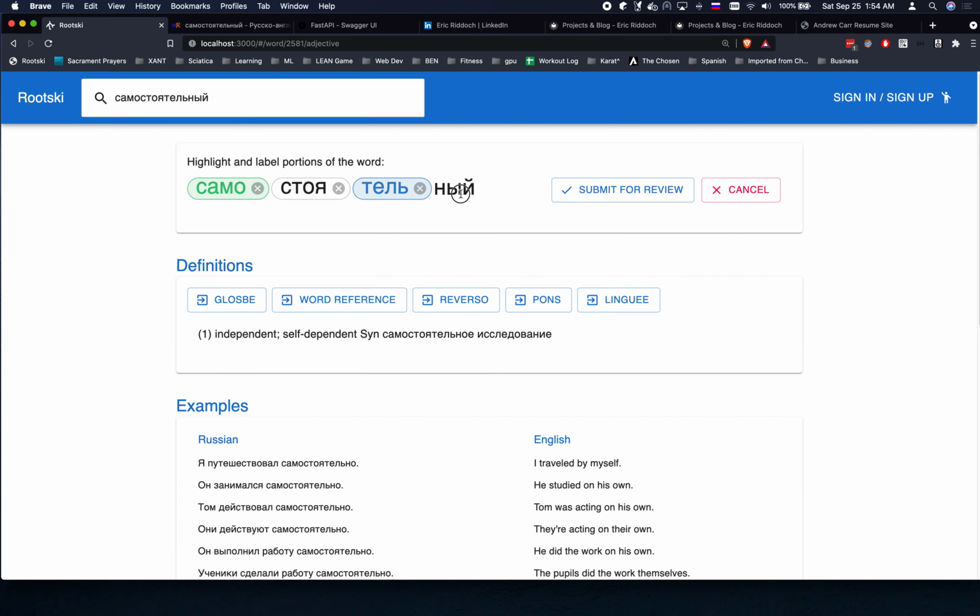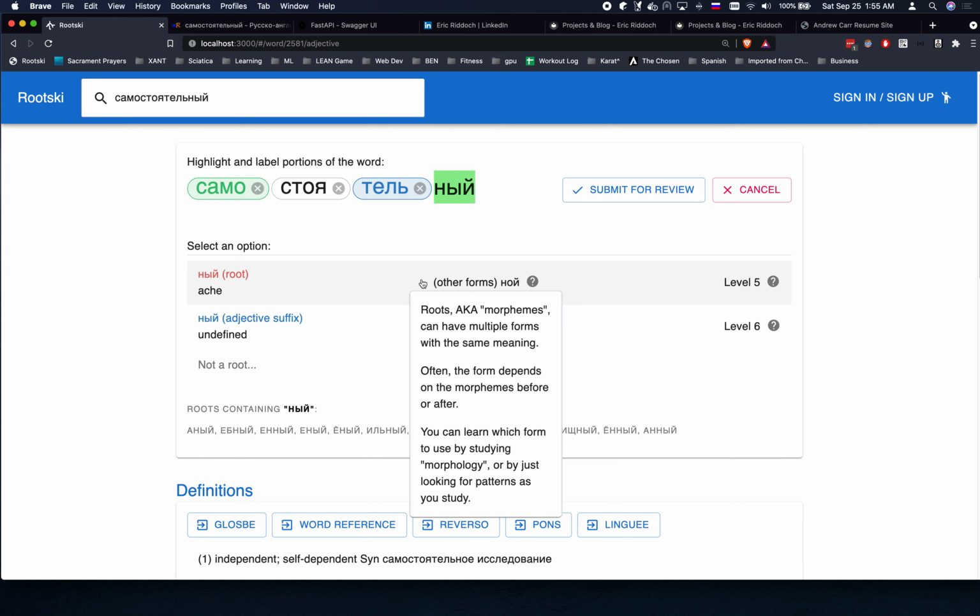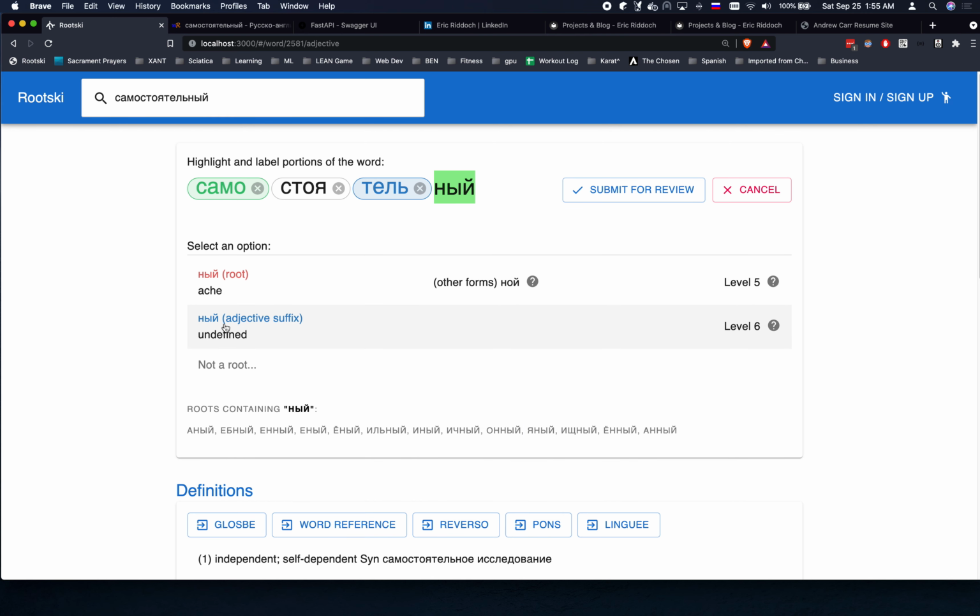So I'll select that. And then ni, this last little bit, this is basically like the ending you see on almost every adjective in the Russian language. So independent is an adjective. So totally makes sense that this would be an adjective. So look, we have two different things that ni can be in Russian. We've got other forms, noi, or ni, this is an adjective suffix. And it's level six. Check it out. That should probably be a lower level, honestly.